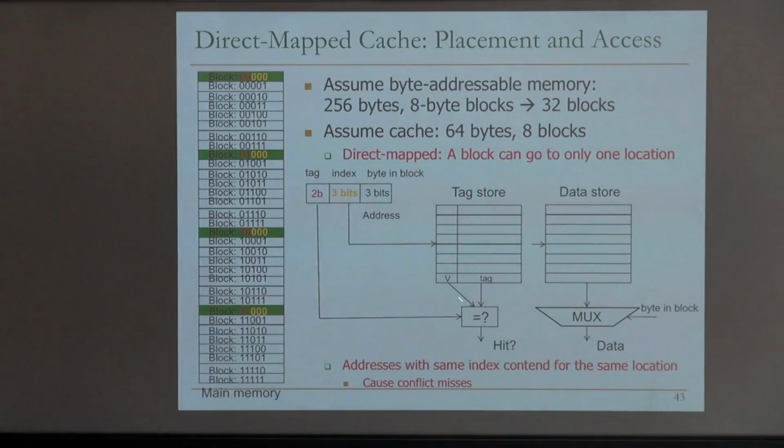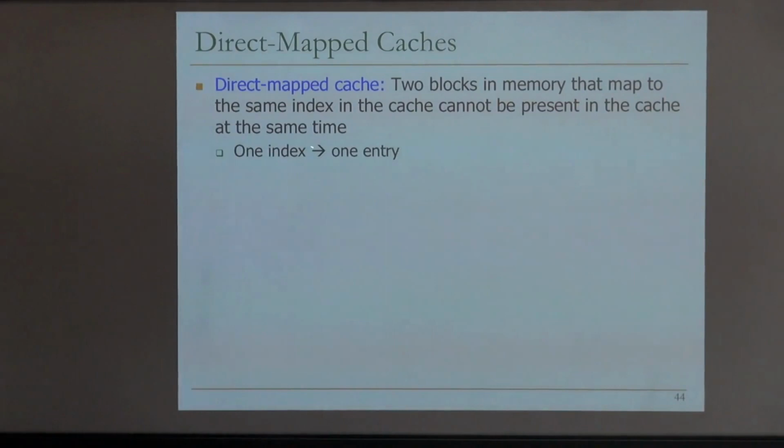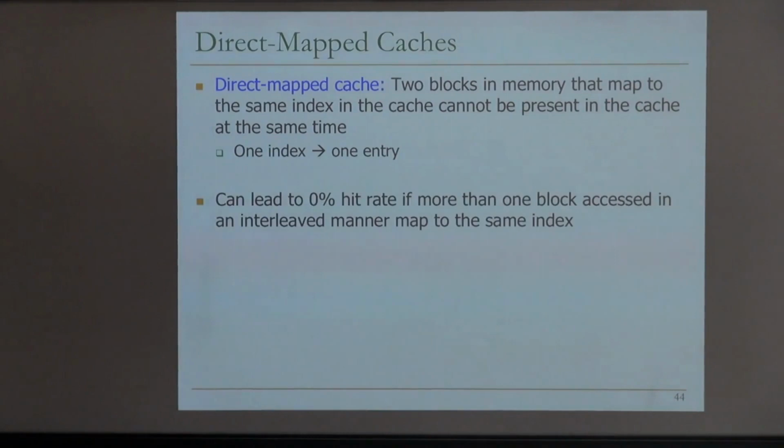Okay, so in a direct map cache, as I said, one index belongs to one entry, so two blocks in memory that map to the same index in the cache cannot be present in the cache at the same time. And this can lead to a 0% hit rate if more than one block mapped to the same index is accessed in an interleaved manner.